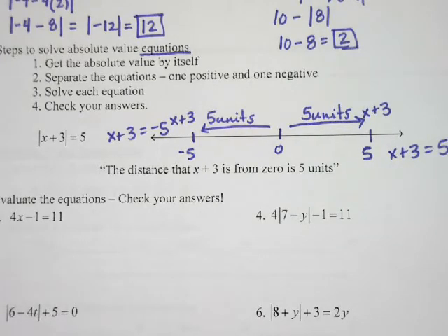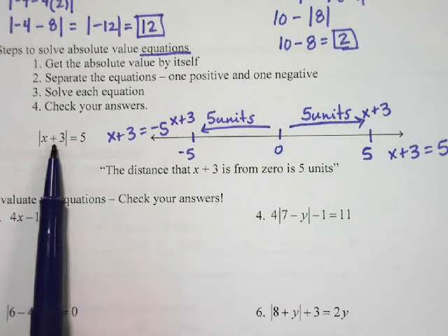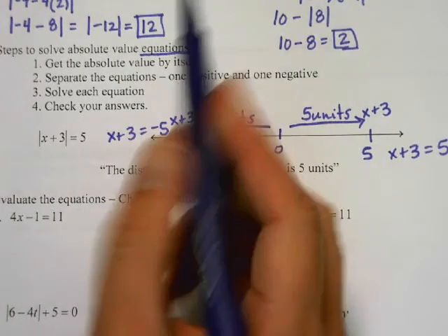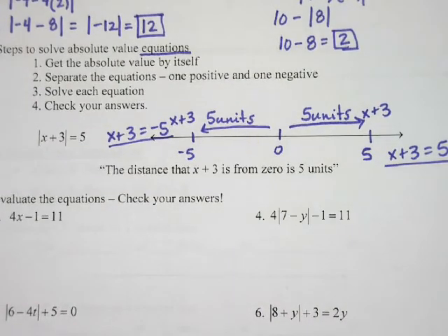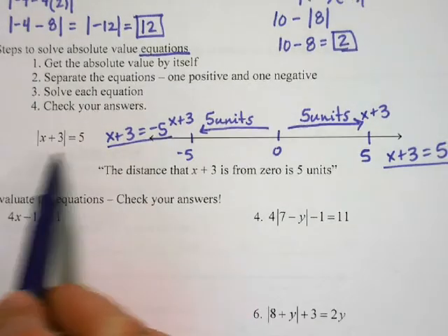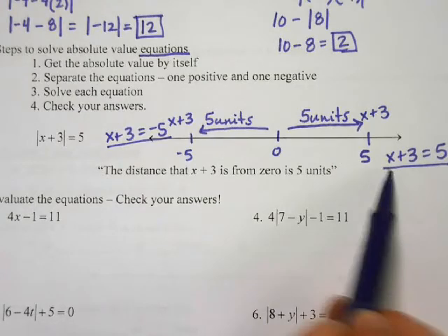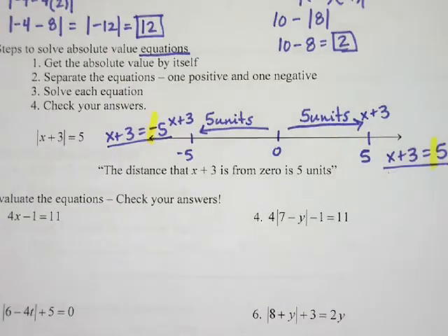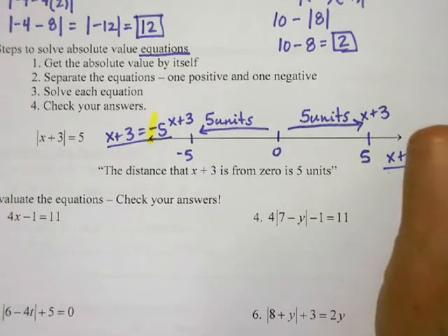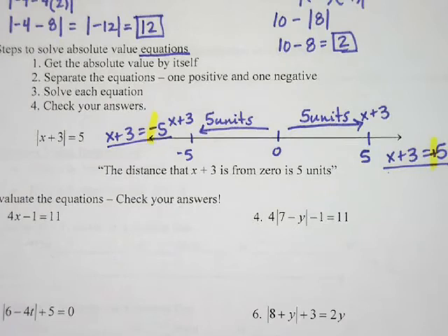Okay, what do you notice about my original equation, this guy here, and that guy there? Kayla, what did you notice? Everything inside the absolute value symbol stayed the same. Yeah, exactly. Everything inside the absolute value symbol stayed the same. They all have x plus 3. The only thing that changed was the sign out front. I have one positive equation and one negative equation.